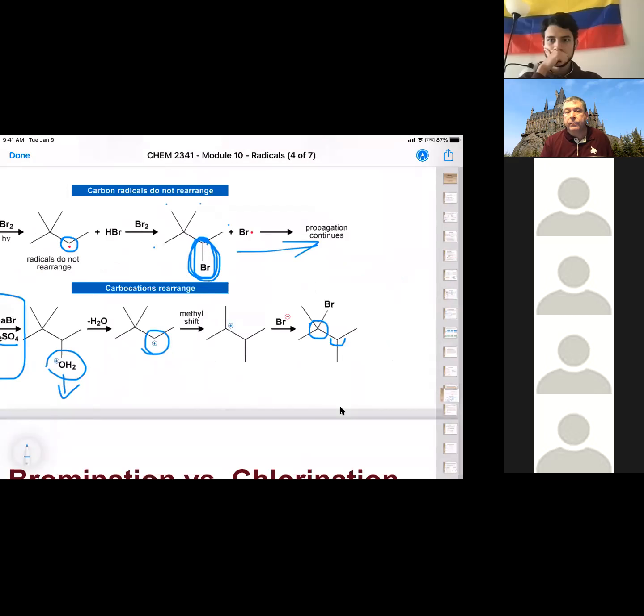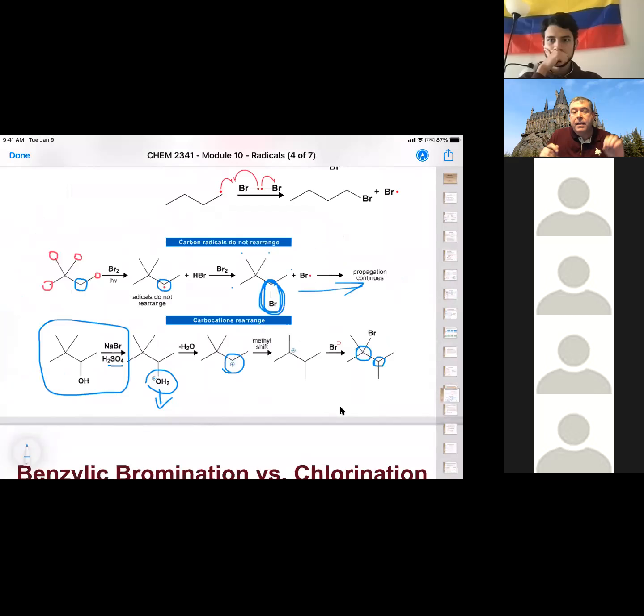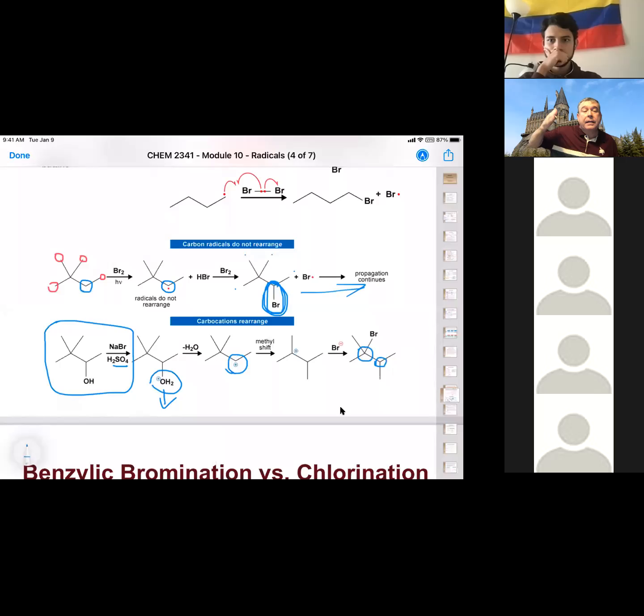And there is a rearrangement of our skeletal structure. This is kind of important, because if we know we want that secondary bromide, then we must go through this other radical reaction. And if we want it to rearrange, then we need to go through a different reaction. So this gives us reaction selectivity that we didn't have before.